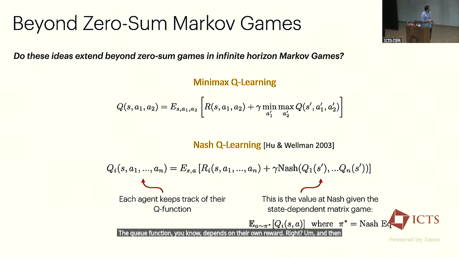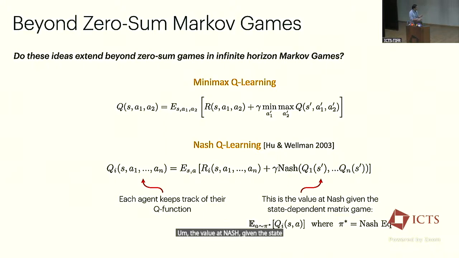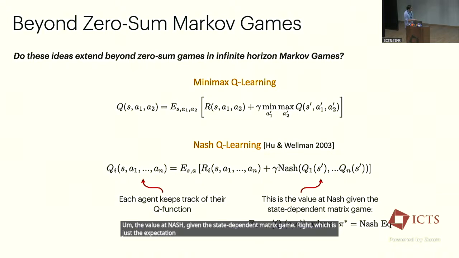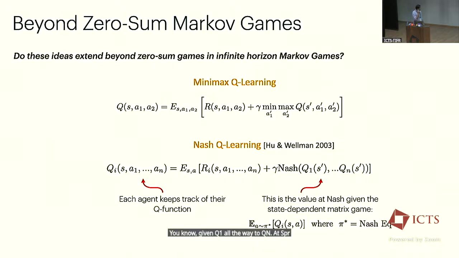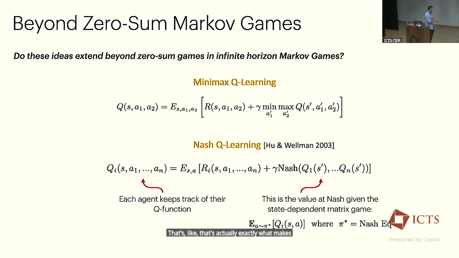And then this Nash is just replaced with that value at Nash given the state-dependent matrix game, right? Which is just the expectation over A from the joint policy pi star, where pi star is the Nash equilibrium given Q1 all the way to Qn at S prime. Yep. So this is just your payoff at Nash, right? This quantity here, how do we compute it? That's a very good question. We actually don't know how to compute that in general, right? That's exactly what makes Nash Q learning not tractable.